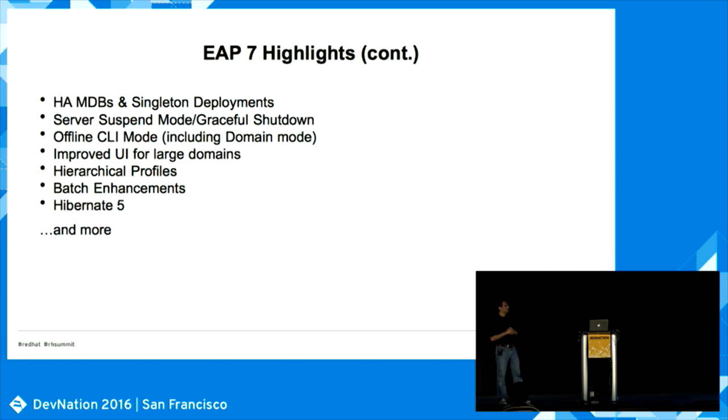Various other changes, like the admin console was greatly improved, the user interface in general, and it can also support very large domains of JBoss. So if you have 100 servers, it was a bit difficult to navigate. Now it's much better. We do things like a hierarchical profile. So when you define a configuration, you don't have to redefine everything from scratch. You can inherit a previous configuration and just define what are your changes. And there's a lot more. So I'm just giving you some highlights here.